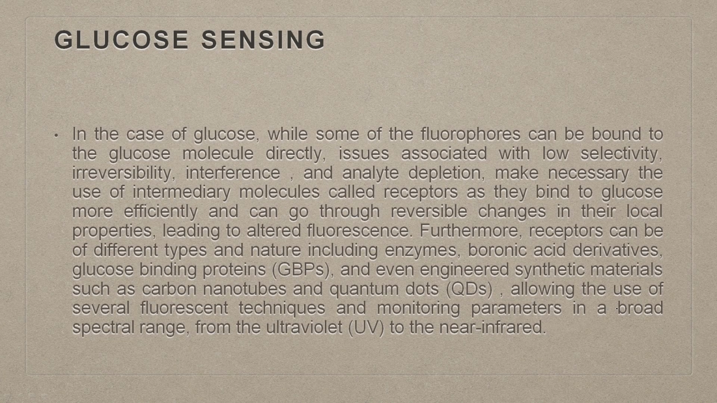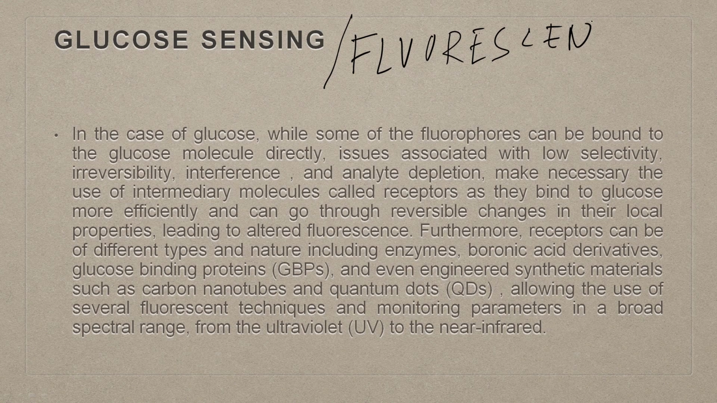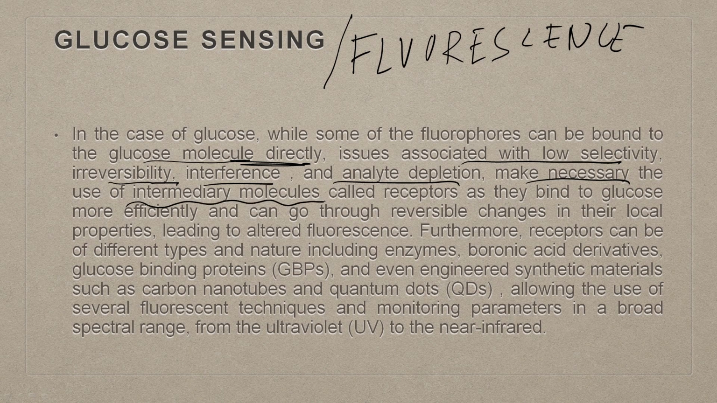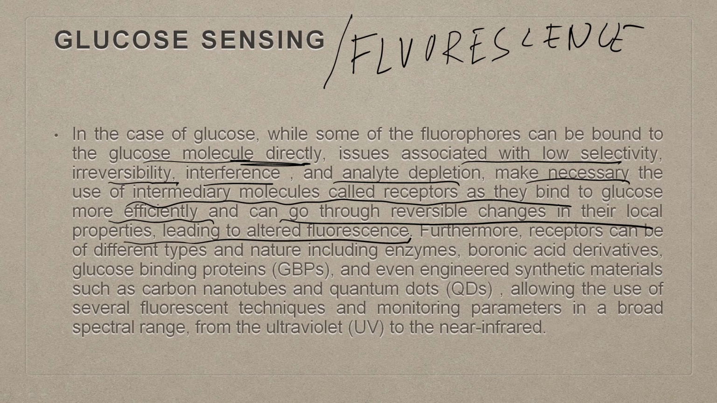In terms of the glucose sensing with fluorescence, in case of glucose, while some of the fluorophores can be bound to the glucose molecule directly, issues associated with the low selectivity, irreversibility and interference and analyte depletion make necessary the use of intermediary molecules called receptors, as they bind to glucose more efficiently and can go through reversible changes in their local properties, leading to altered fluorescence.